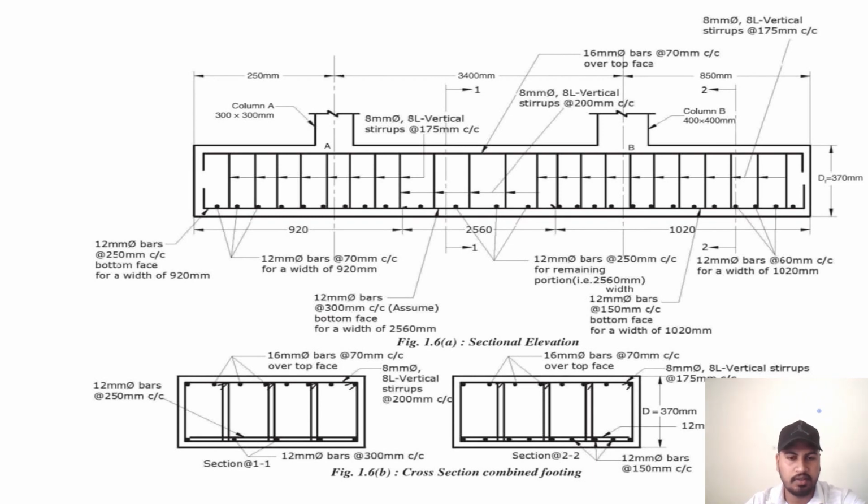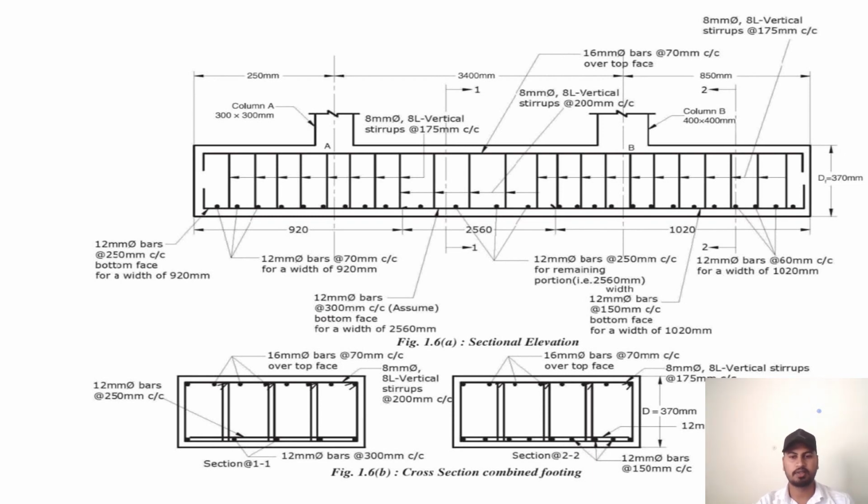And in the section A to A, the 8 mm dia 8 legged vertical stirrups at 175 mm center to center have been used near the column, and in the middle, 8 mm dia 8 legged vertical stirrups at 200 mm center to center are used. So here the total depth of the footing is 370 mm, while the effective depth is 310 mm. So this is the sectional elevation.